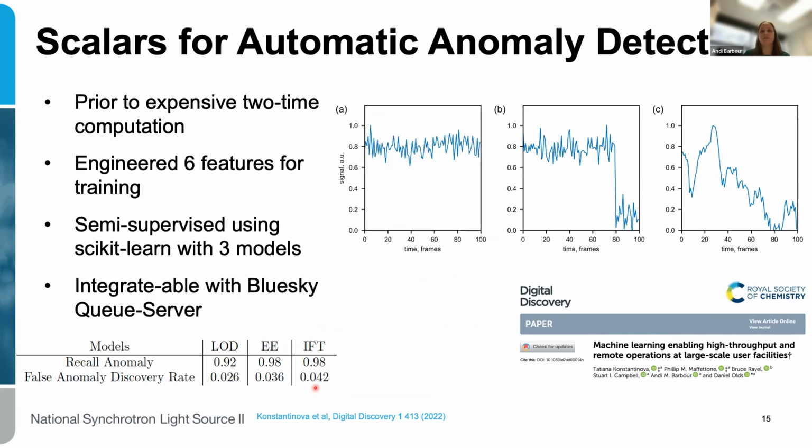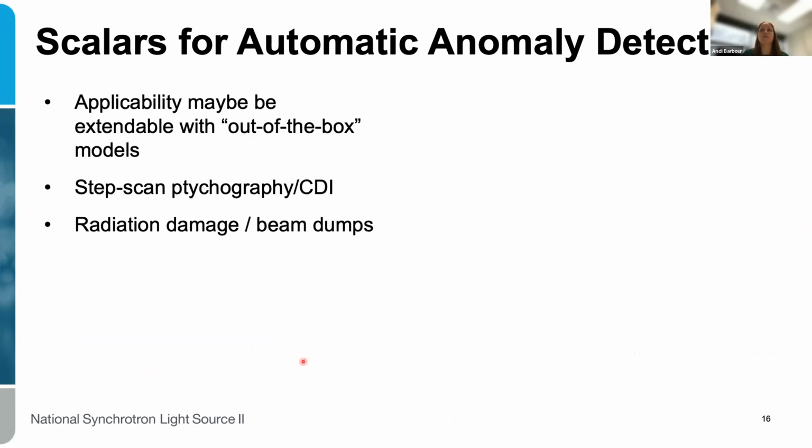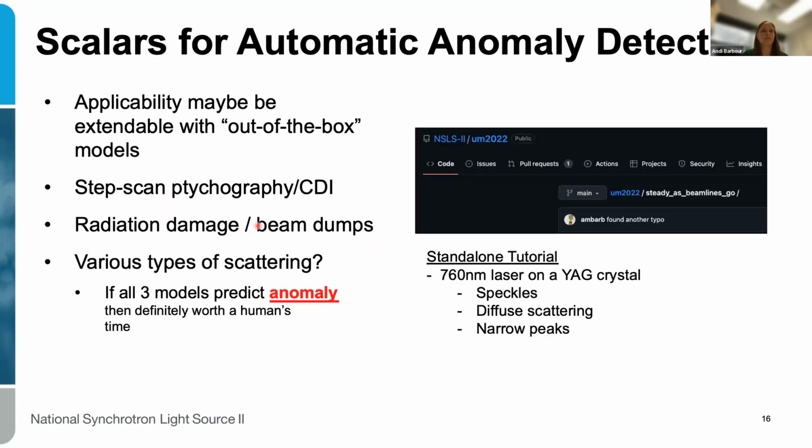And finally, I think this sort of thing is not very heavy computationally, and it can be integrated with things like Bluesky Queue Server or other methods. One of the questions about this was its applicability to other things that don't have anything to do with XPCS, using these 3 models out of the box. One might imagine step scan ptychography or CDI, where maybe you do have a speckle signal and you need to collect many images over time. You want to make sure that it's easy to add those images together, and this seems like a really efficient way to do that. Additionally, it is sensitive to intensity changes and beam dumps, so you can use that to filter data that you should process or not process.